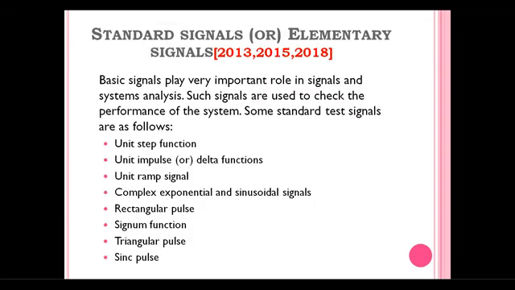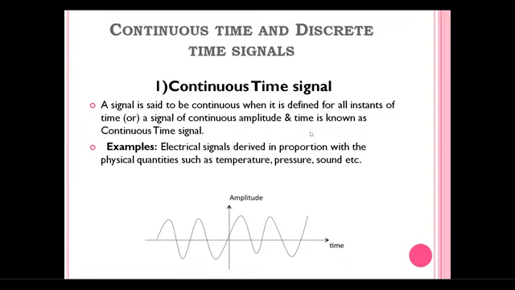Before seeing these standard signals, first, basically the signals can be classified into two types. What are the two types of the basic signal? It may be a continuous time signal and a discrete time signal. In the name itself the answer is there: continuous time and discrete time.